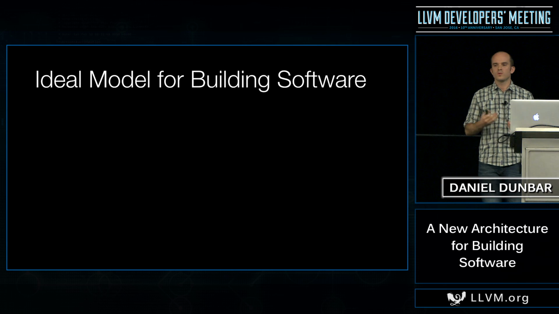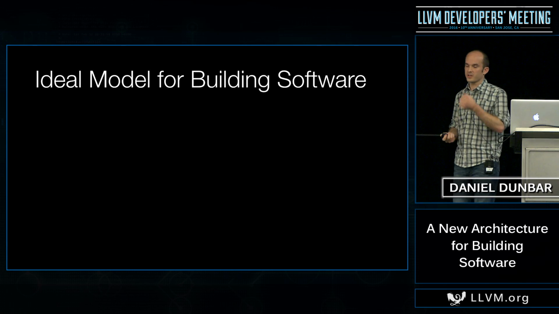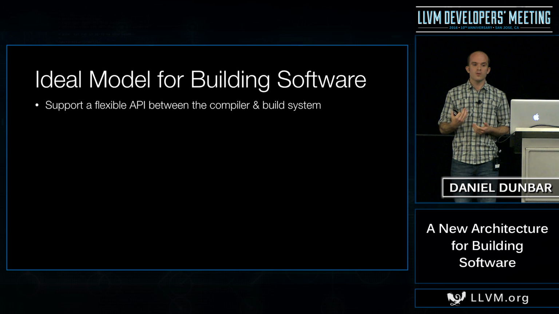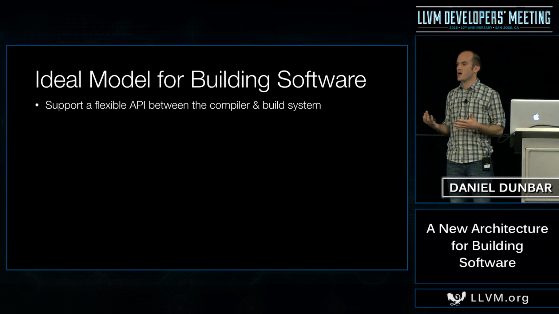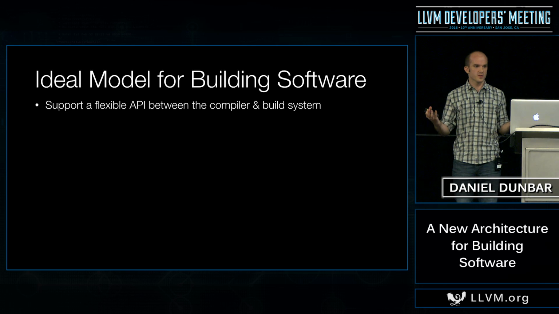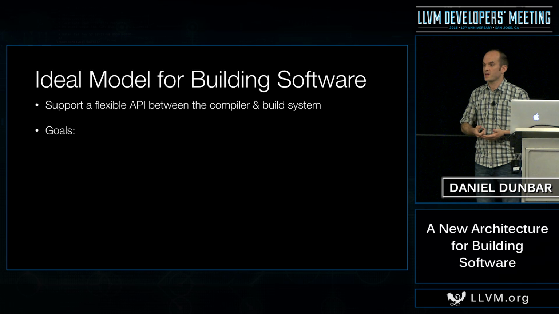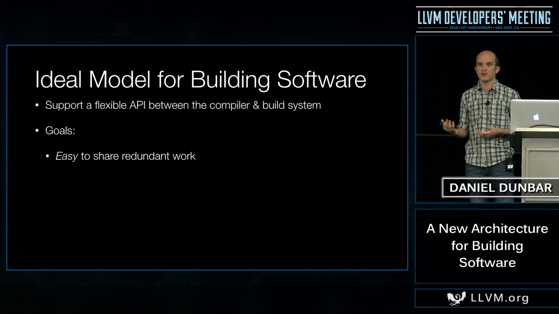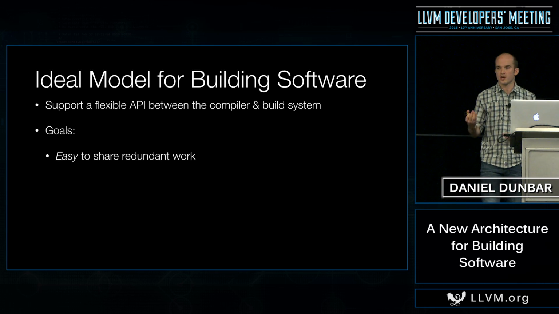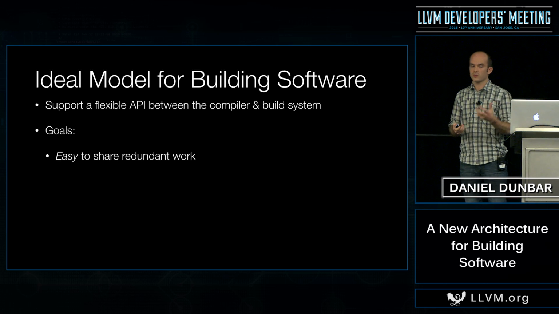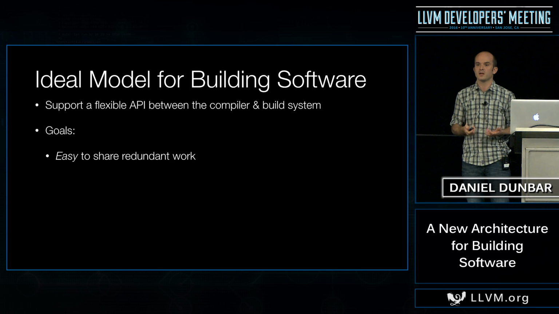So what would a more ideal model for building software be? To me, it seems that what we really want is some kind of flexible API between the compiler and the build system. And these are the goals that I see. So the first one, as I said earlier, it should be really easy to share redundant work. If we see a place in the compiler where we realize it's redundant throughout the lifetime of a build, we should be able to implement that quickly.